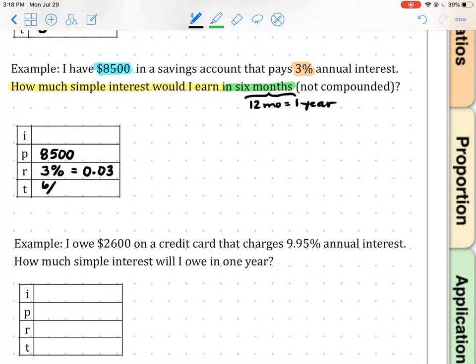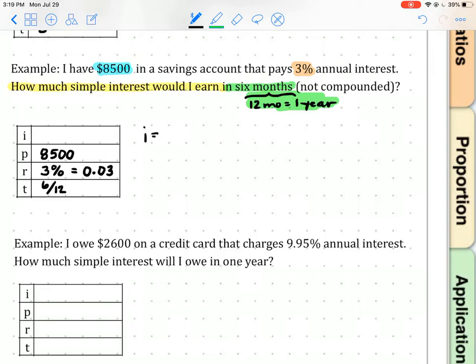So I'm going to use the fraction 6/12. That's very important. If you put a 6 in here for time, you're saying 6 years, and that's not at all what we want to say. So this is critical in this problem. And again, we're not compounding. We're just doing simple interest.